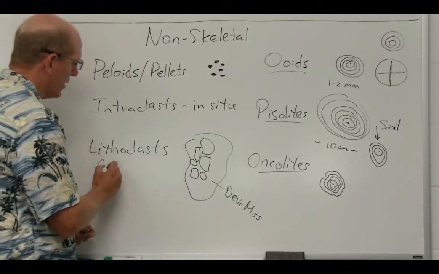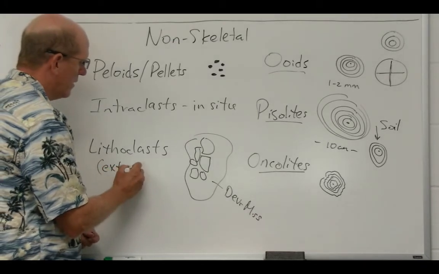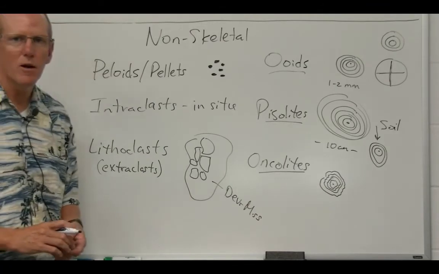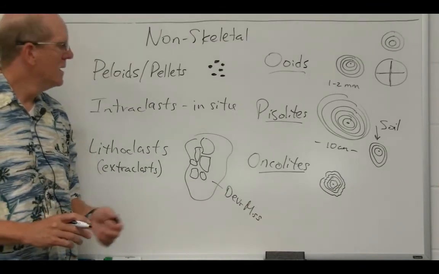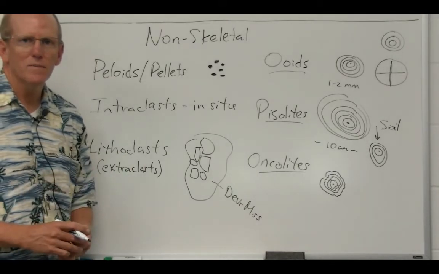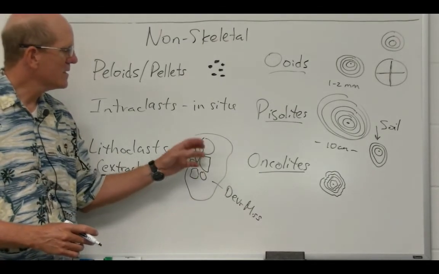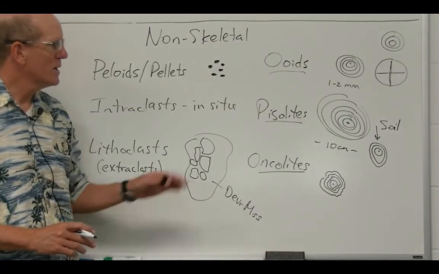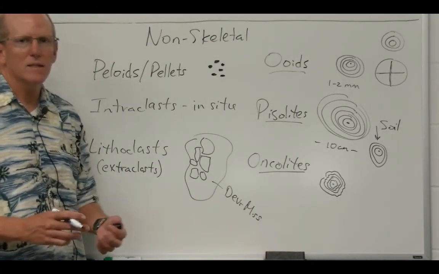Now you may see your book use the term extraclast. We're not going to use that per se, but it's the same thing. Carbonate people generally call them lithoclasts. The only way to tell this apart is with fossils, or some way to tell the age. We know that these clasts are carbonate, and they're from a different time than when they actually formed. So these are the main types of non-skeletal grains.